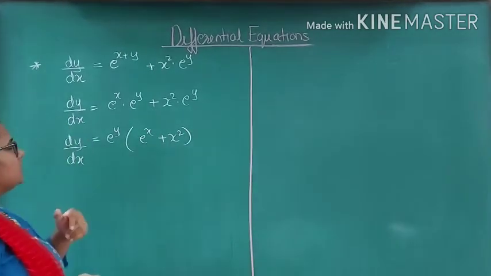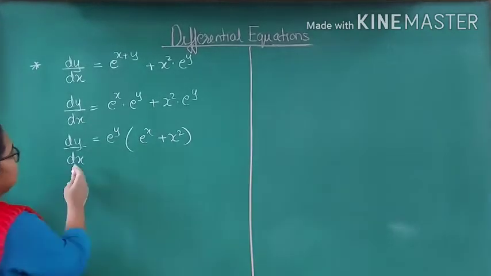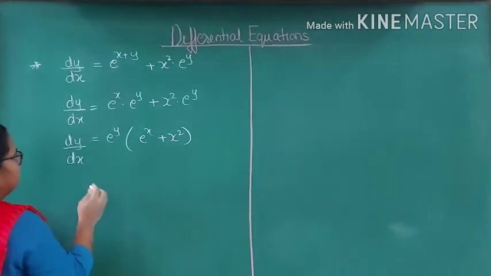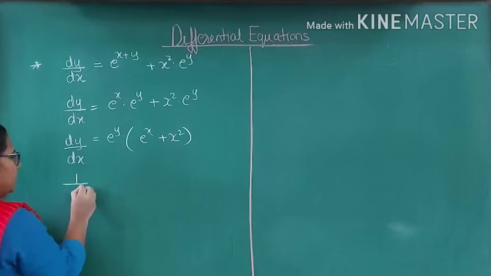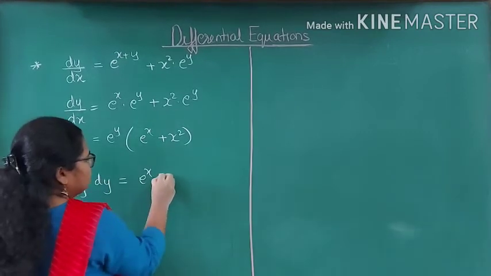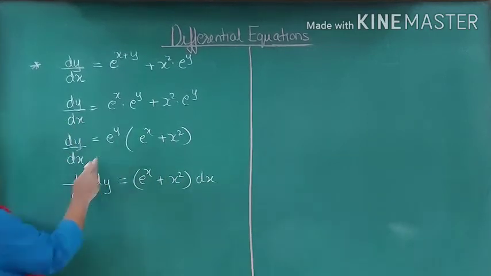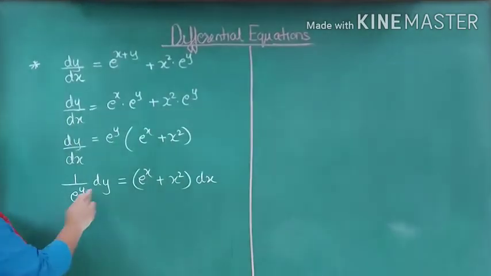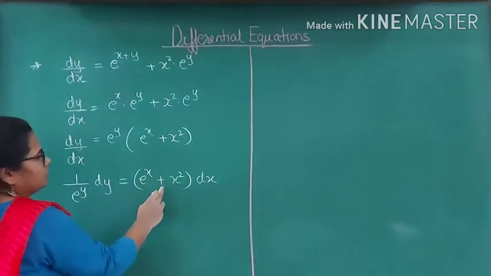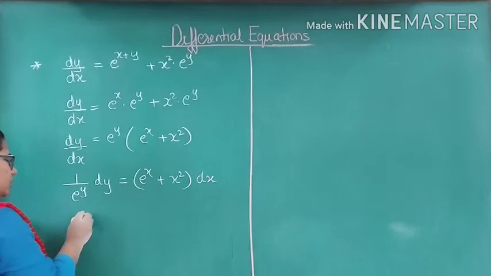Differential dy is in the numerator and on the LHS. So we will take e raised to y on the LHS and dx we will take on the RHS. So 1 upon e raised to y dy is equal to e raised to x plus x square into dx. Understood? I have taken 1 upon e raised to y to this side. So this we will take in the numerator.